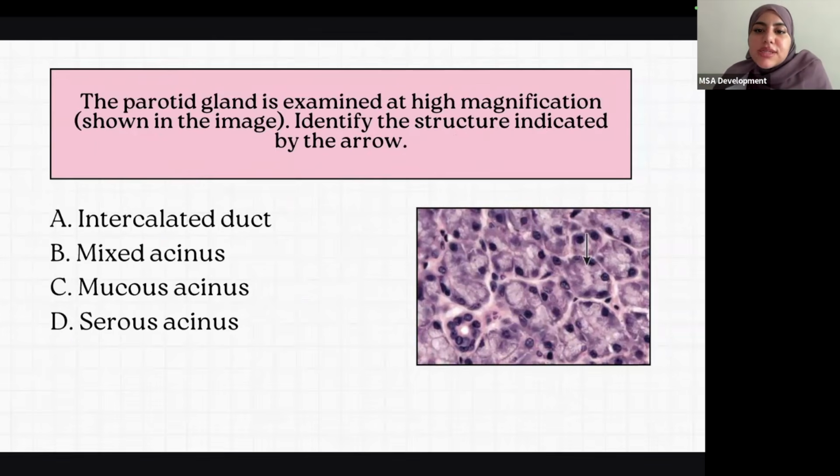Now, the parotid gland is examined at high magnification. Identify the structure indicated by the arrow. Serous acini. As I said before, round central nuclei. You don't even need to look at the histology. As soon as you see parotid gland, it's mostly serous acini. It is usually never mucus acini.